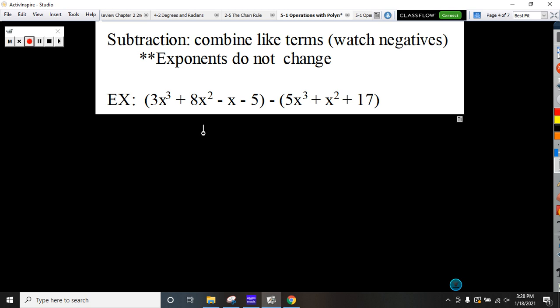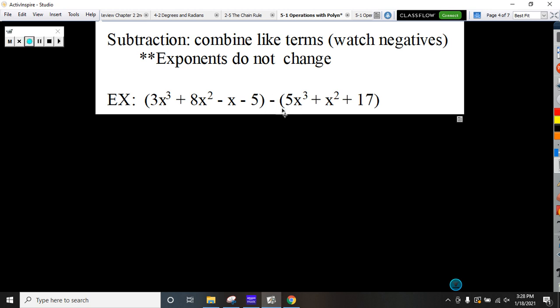So here we go. We have 3x to the third, 8x squared minus x minus 5, and then we're subtracting 5x to the third plus x squared plus 17. So we have some like terms. We have several like terms here. We have 3x to the third and 5x to the third. So now we're subtracting those.